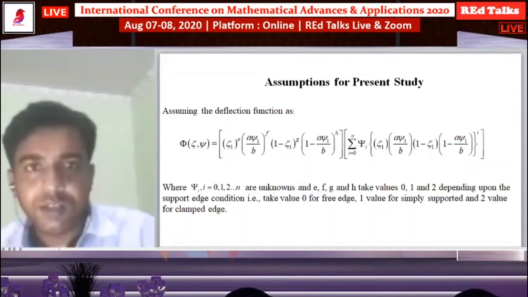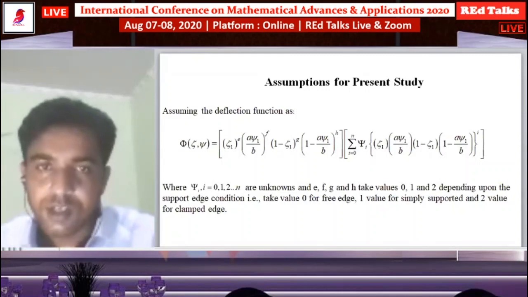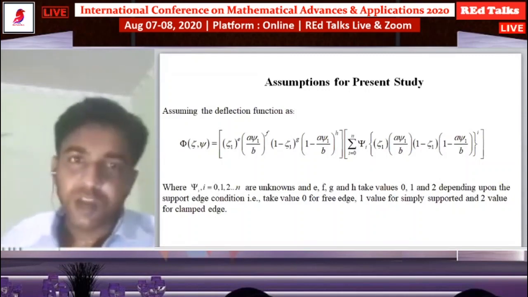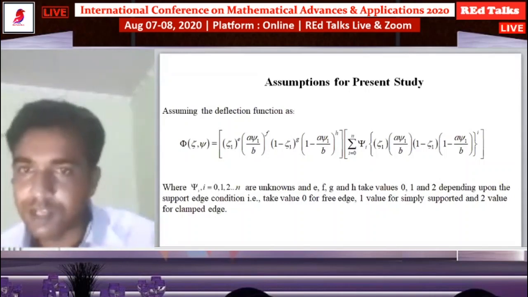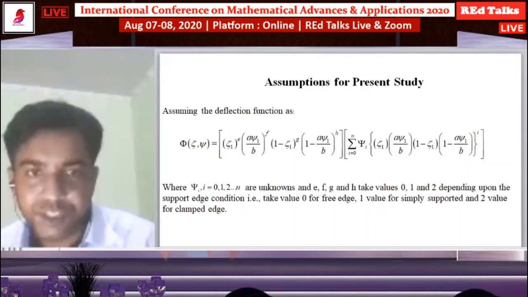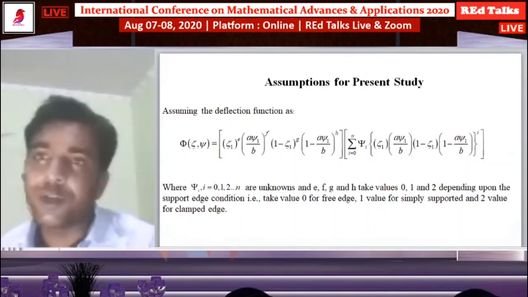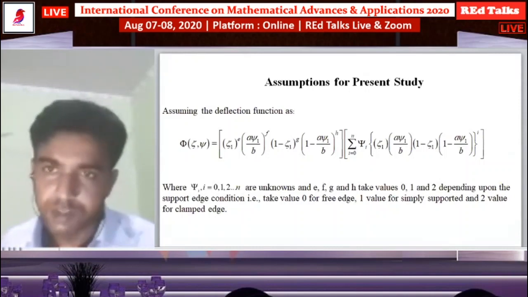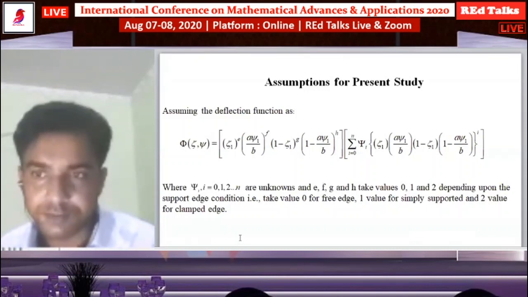After that, we assume the deflection function as phi of zeta and psi as given, where the psi are the unknowns and E, F, G and H take the values 0, 1, 2, depending upon the supporting edge condition: value 0 for a free edge, 1 for simply supported, and 2 for clamped edges.